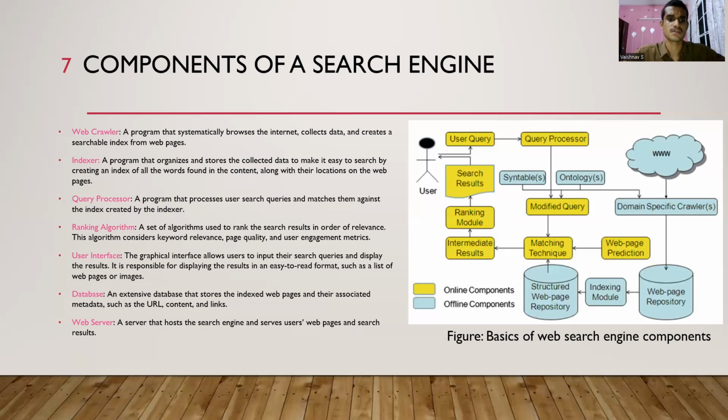Now, a ranking algorithm is very crucial in this process, which is used to rank the search results in the order of relevance, which includes keyword relevance, page quality, as well as user engagement metrics. A user interface allows users to input their search queries and display the results. It is typically a GUI. An extensive database that stores the indexed web pages and their associated metadata is also used. So the metadata can be a URL or any link. A web server hosts the search engine and serves users' web pages and search results.